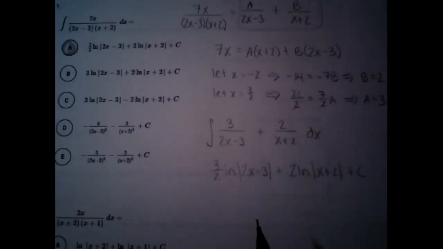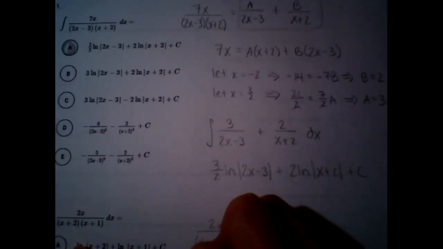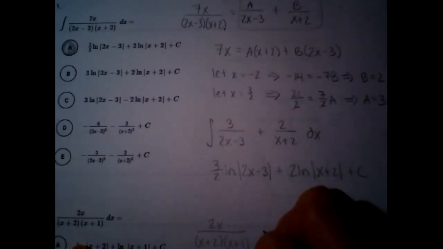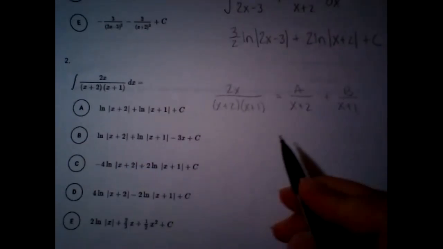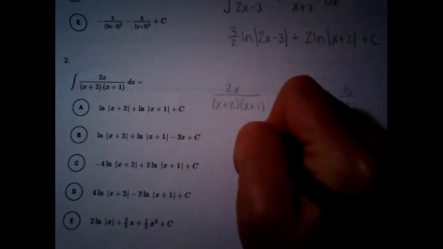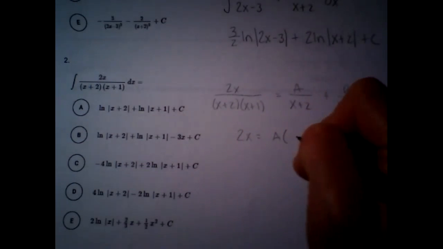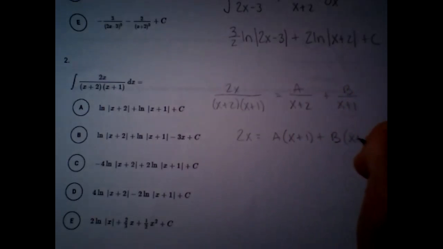All right, same thing for this one. I'm going to write this off to the side. And so I want this to be something over x plus 2 plus something over x plus 1. And so if we multiply through by this common denominator, that's going to give us 2x equals a(x plus 1) plus b(x plus 2).